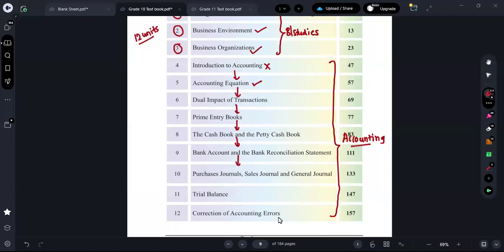I just wanted to say to you all that from unit 4 onwards, we will be starting accounting. It's completely connected to one another. So in order to have a better understanding of the accounting part, you should come to the class regularly without missing any class.